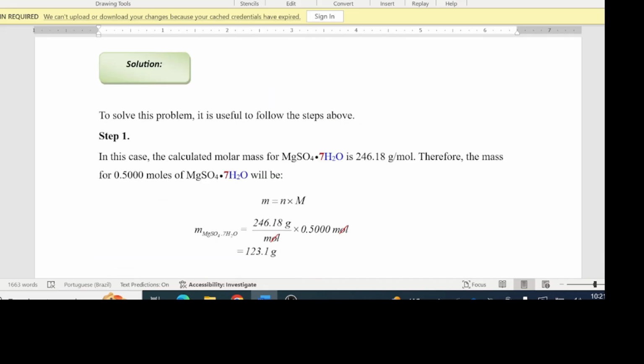If they ask you now to find the mass for 0.5 moles of this guy here, how do you do that? You can do it 2 ways, by finding the molar mass for this and multiplying this by 0.5. So you find the molar mass and you multiply by 0.5, and you'll get this value.